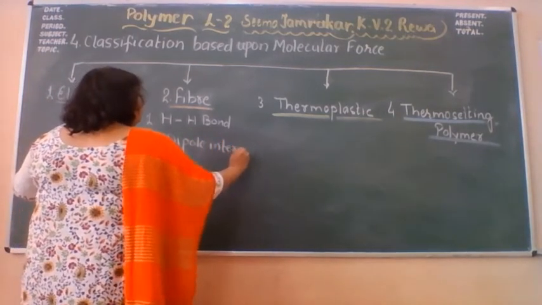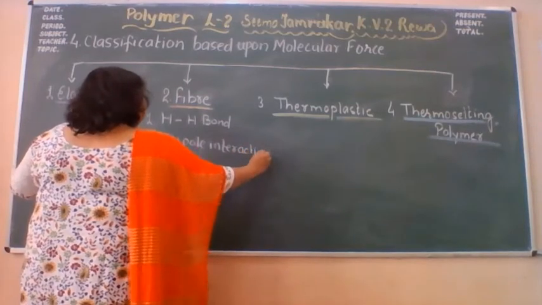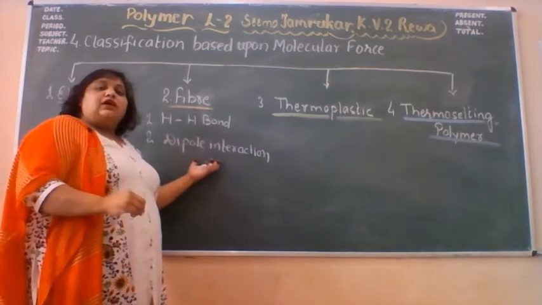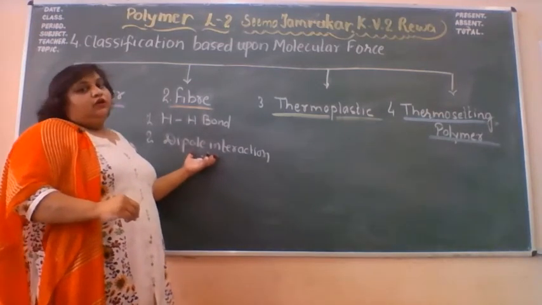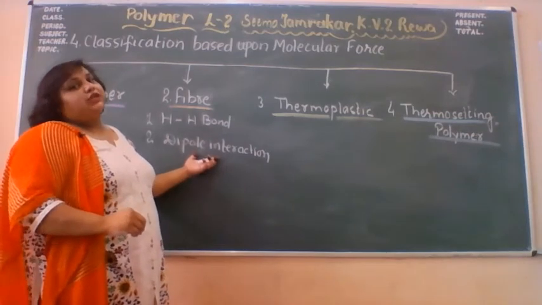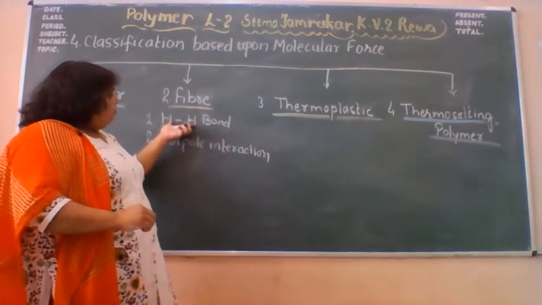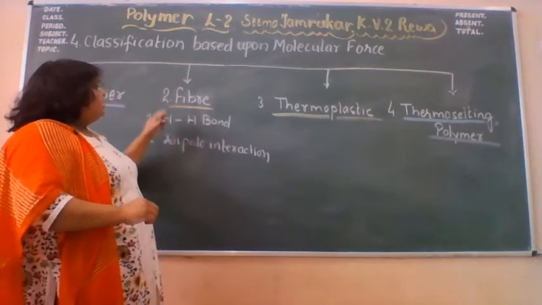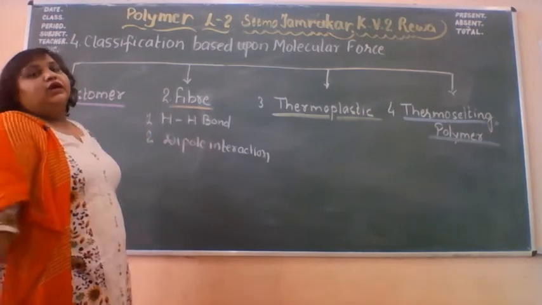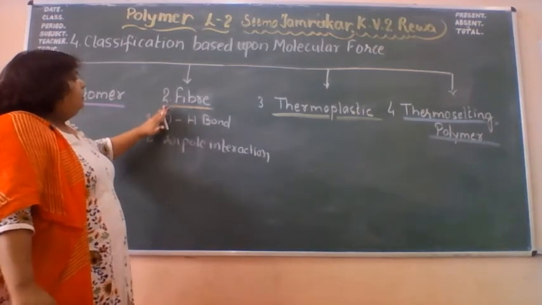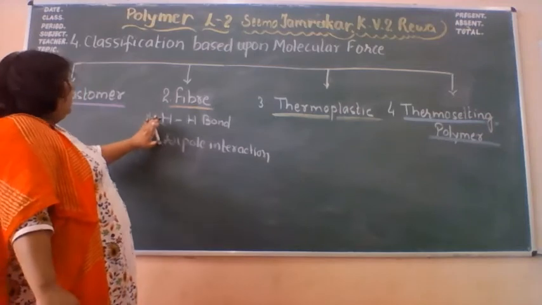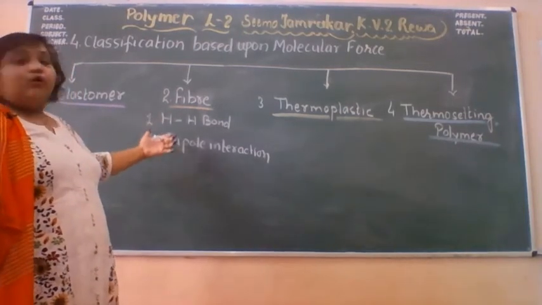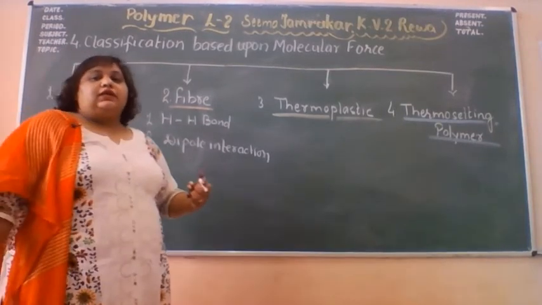Dipole means two poles are there, one is positive and another is negative, and definitely in this case two different functional groups must be required, right. Hydrogen bond and the dipole interaction bond, these are the bonds which are found in the fiber kind of polymers. The monomer units of the fibers are joined, bound together with the hydrogen bond or the dipole interaction, right.